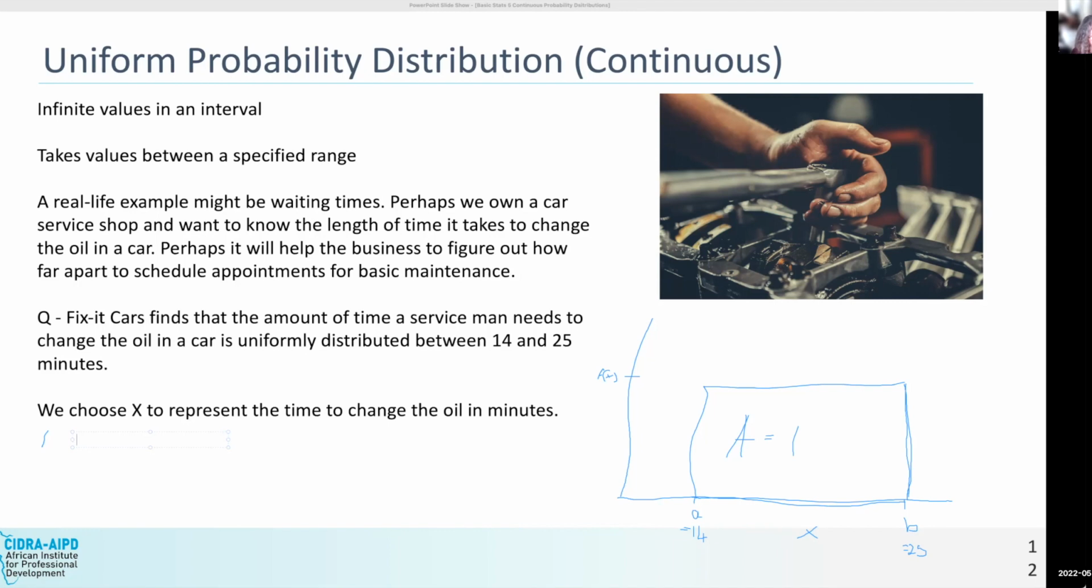So we can do 25 minus 14, put that in parentheses, and then multiplied by the height, which is f of x. And then that's going to equal 1, because that's the area. And then it follows that 1 divided by 25 minus 14 equals f of x. Or in more general terms, it would be that b minus a times f of x equals 1. So it would be 1 divided by b minus a equals f of x.